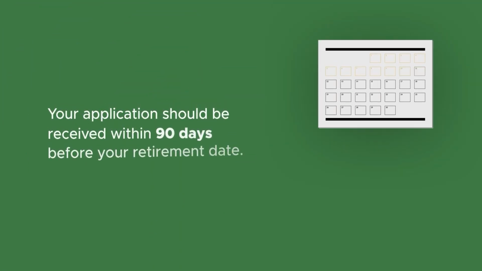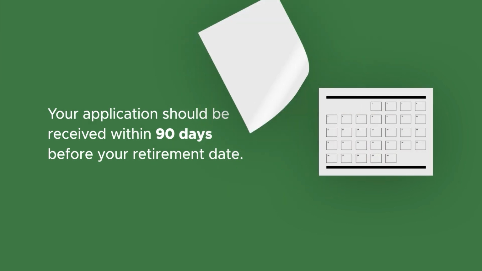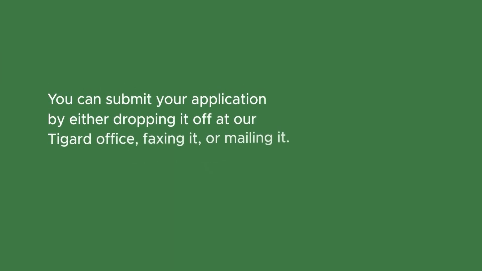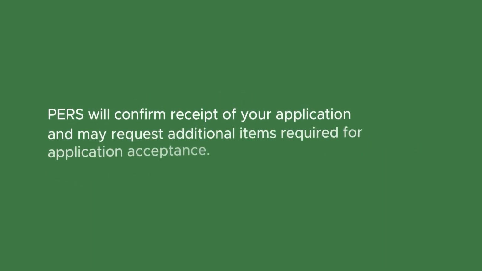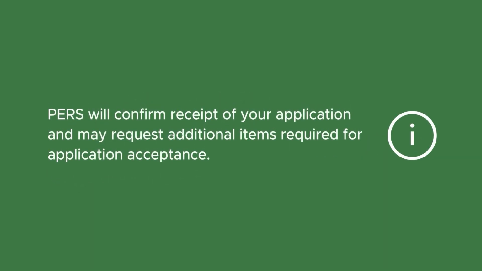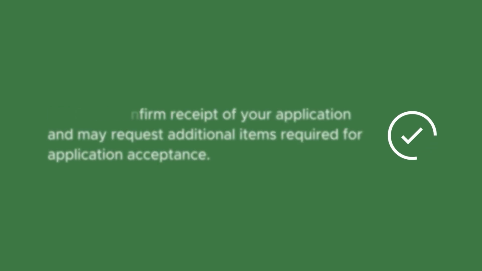Your application should be received within 90 days before your retirement date. You can submit your application either by dropping it off at our Tigard office, faxing it, or mailing it. Please be aware that PERS does not accept forms submitted through email. PERS will confirm receipt of your application and may request additional items required for application acceptance.